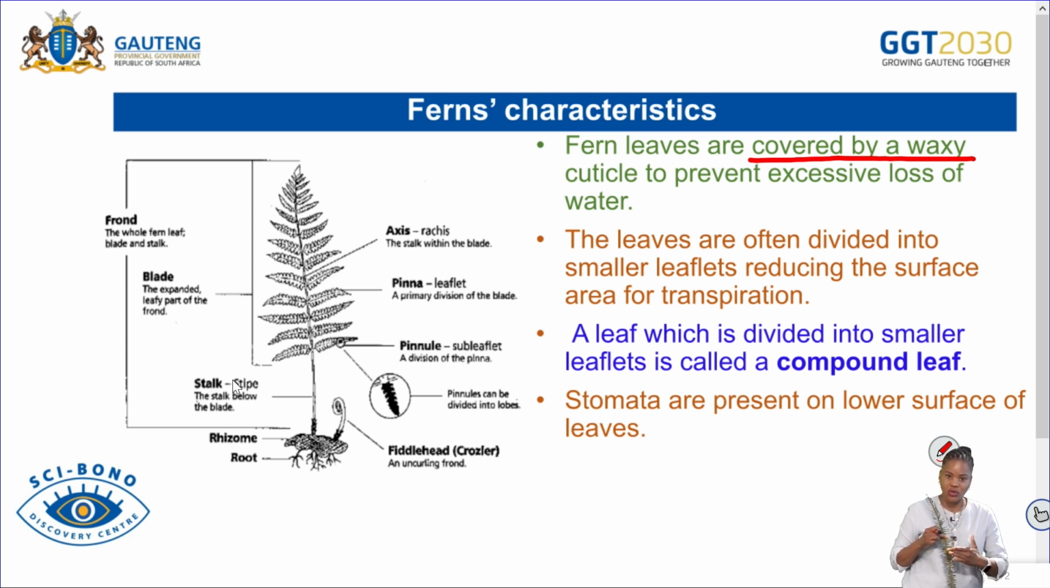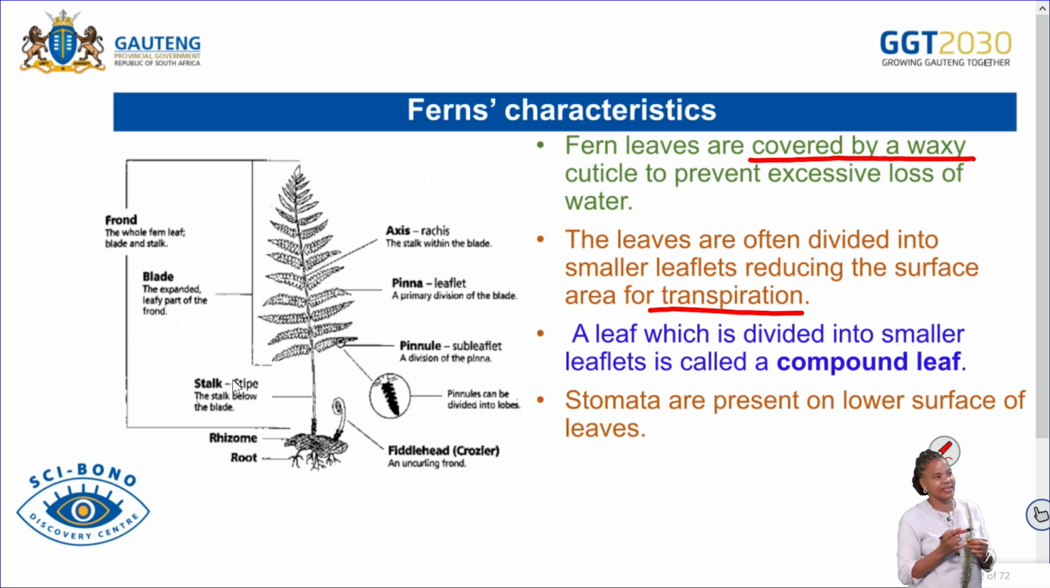And then secondly, the leaves are often divided into smaller leaflets, which are reducing the surface area for transpiration. So our leaves are often divided into smaller leaflets. When we check onto these leaflets, they are smaller. We don't get these big or huge leaflets. So they are divided into smaller leaflets or into smaller leaf blades. And these reduce the area for transpiration, because of them being smaller.